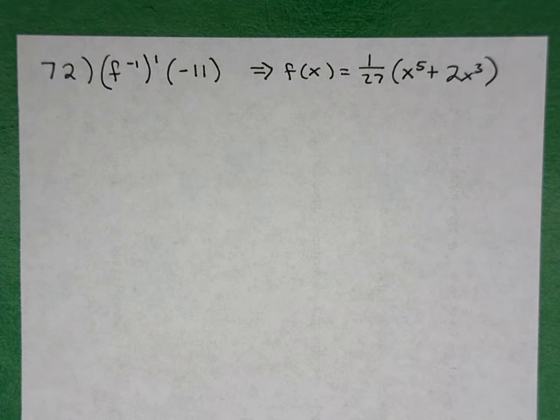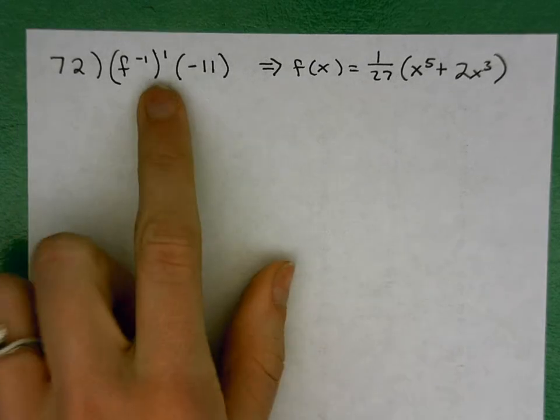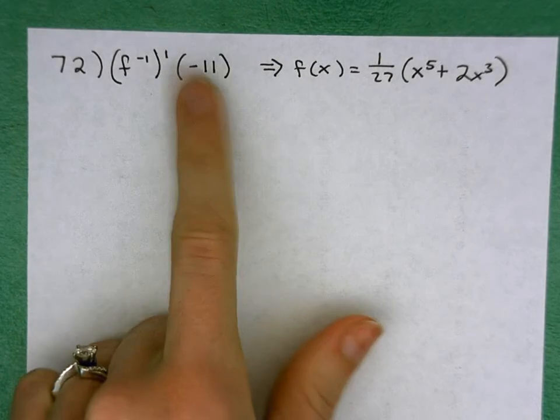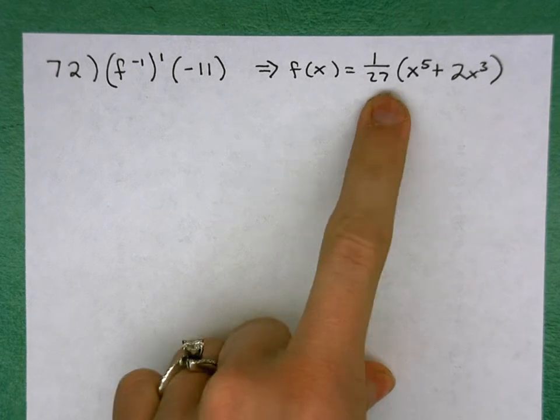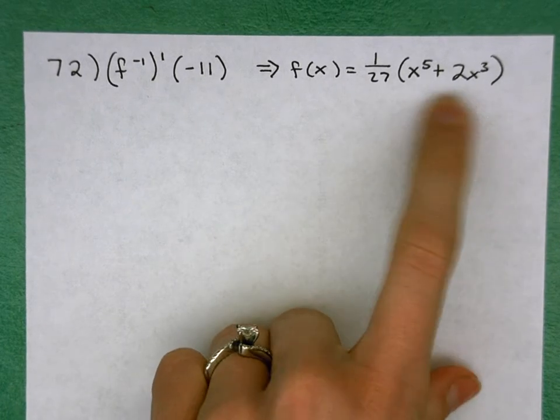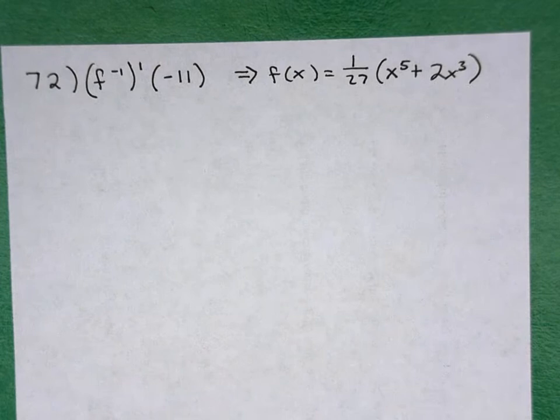Hi there. We talked today in class about taking the derivative of an inverse function. So this one is number 72 in the 5.3 section of your calculus textbook. We are being asked to find the derivative of the inverse of f at a equals negative 11, and they tell us that f of x equals 1/27 times the quantity of x to the fifth plus 2x cubed.